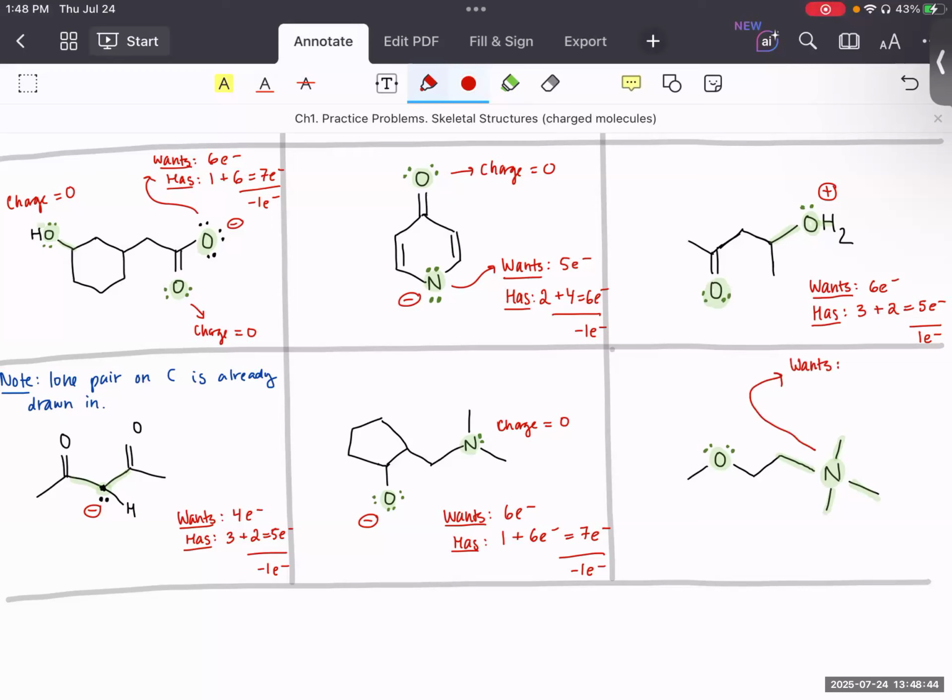And so nitrogen wants 5 electrons, and it has 4 of those bonds and 0 lone pairs. And so if we subtract 5 minus 4, we end up with 1 electron deficient. And so now we have a +1 charge on that nitrogen.